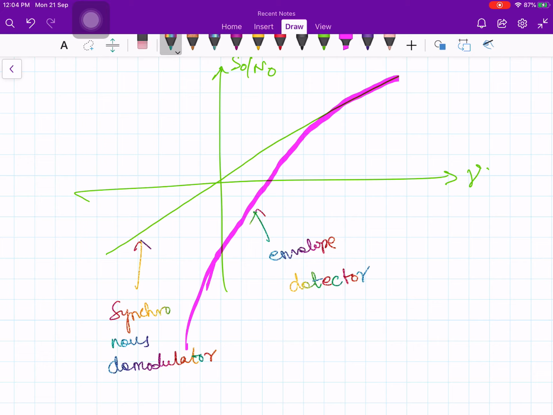So this kind of phenomenon that is exhibited by the envelope detector is called the threshold effect. So at a certain point it deviates. So this point is called a threshold point. Therefore you should always operate your envelope detector above the threshold value. So the threshold effect says that the output SNR does not degrade gracefully. See, here it is supposed to come like this, but it is coming down like this. Therefore there is no graceful degradation.